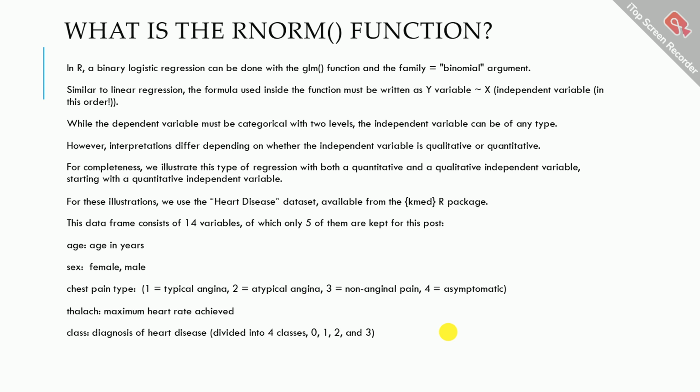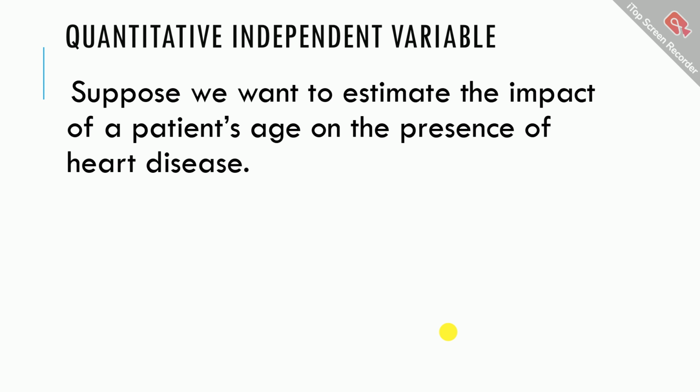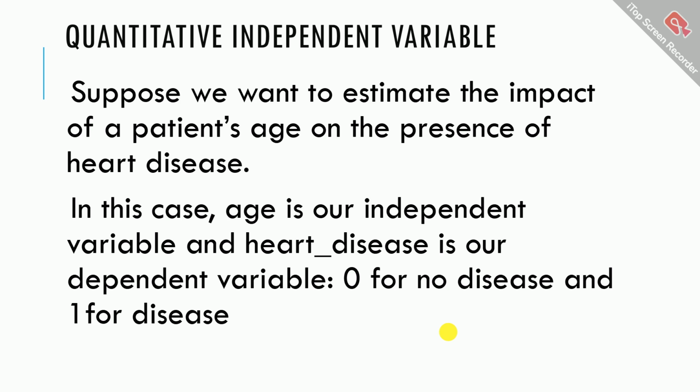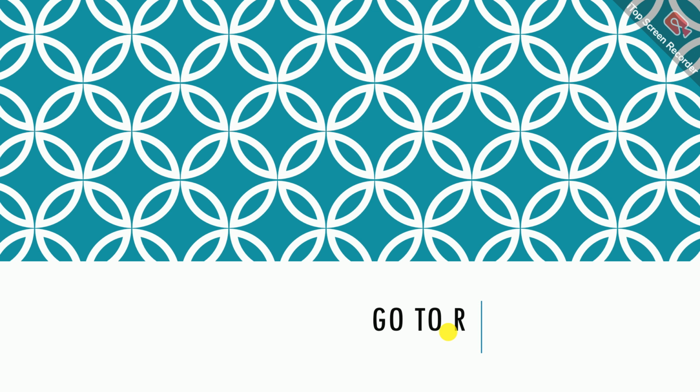However, the last variable will be recoded into 2 categories, where 0 stands for no disease and 1 stands for heart disease. So I'll recode it in a way that 1, 2, and 3 mean that there is heart disease. Suppose we want to estimate the impact of a patient's age on the presence of heart disease. How can you do that? In this case, age will be our independent numeric or quantitative variable, and heart disease will be our dependent variable, and it has 2 categories: 0 stands for no disease, and 1 stands for disease.